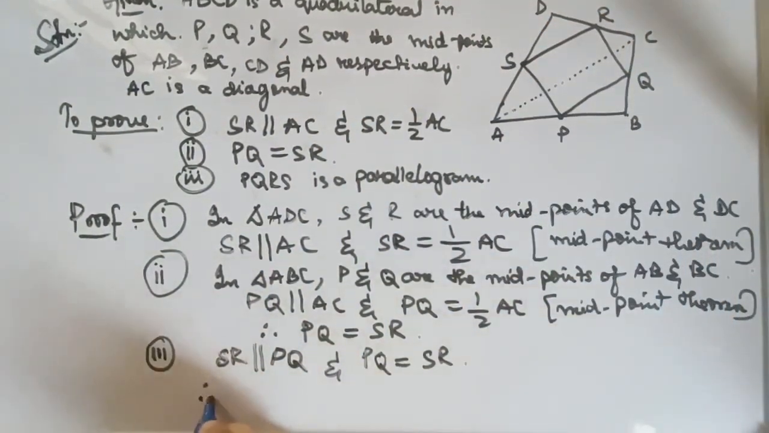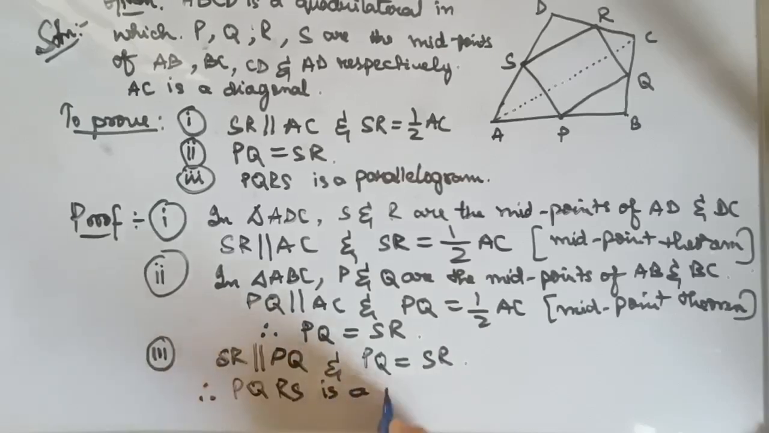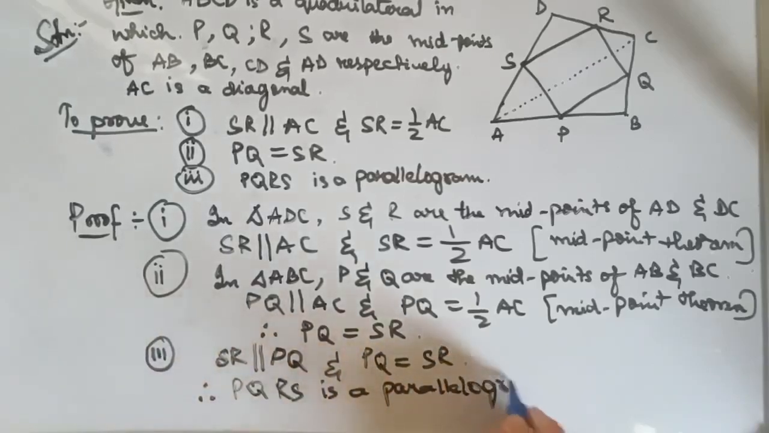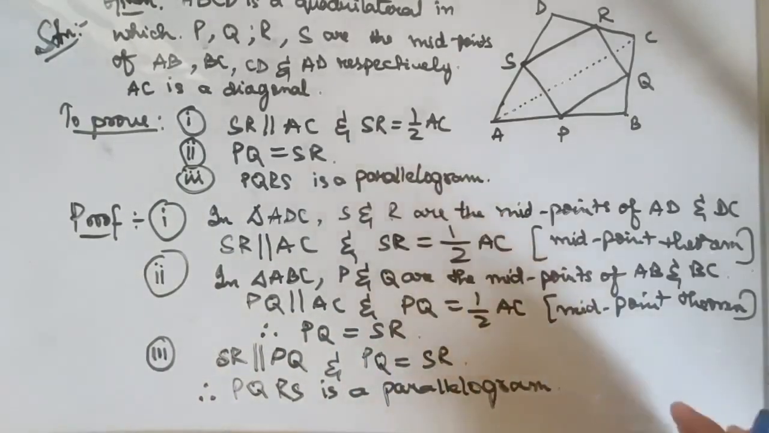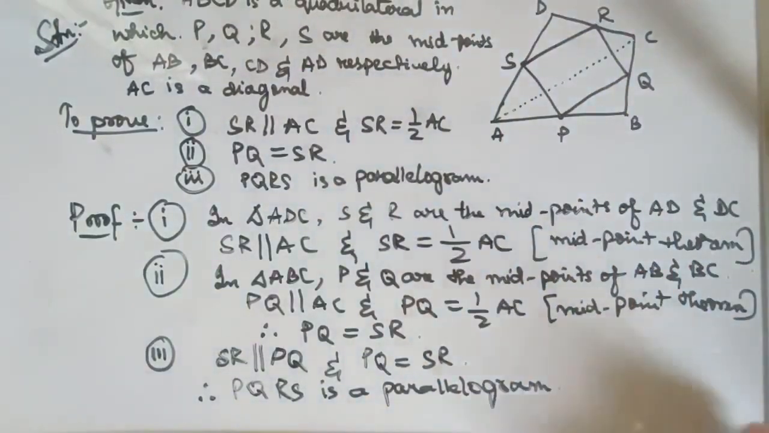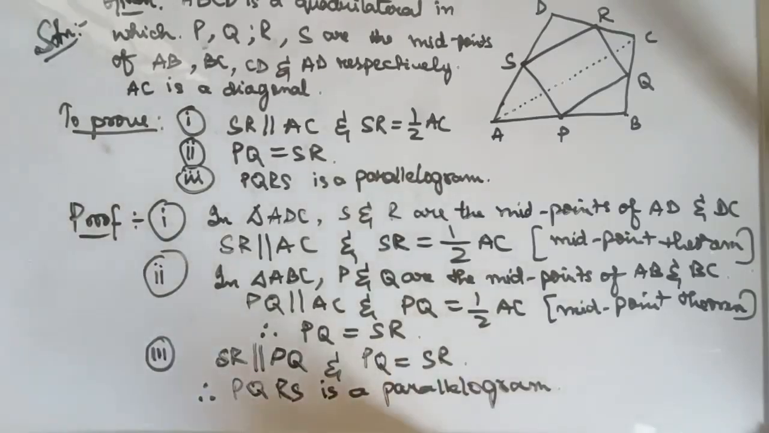Therefore, PQRS is a parallelogram. Why? Because one pair of the opposite sides, that is SR and PQ, are parallel to each other and they are of equal length. So the quadrilateral PQRS is a parallelogram. Hence, proved.